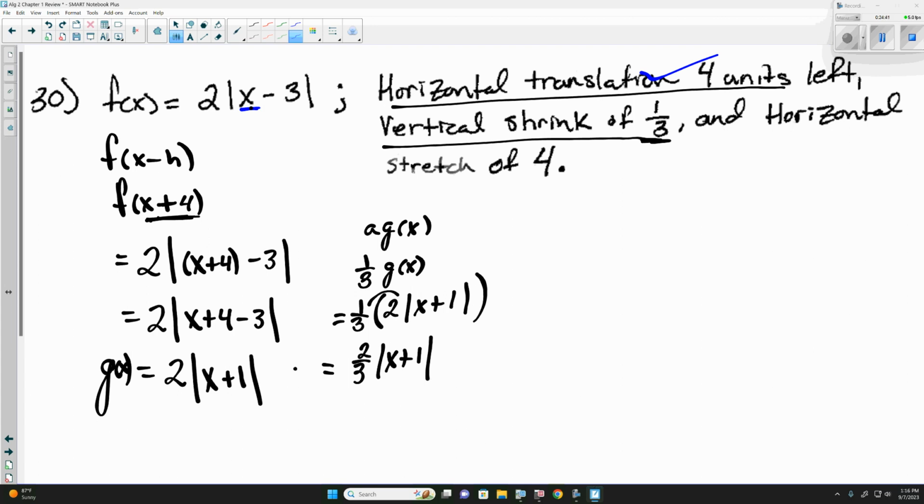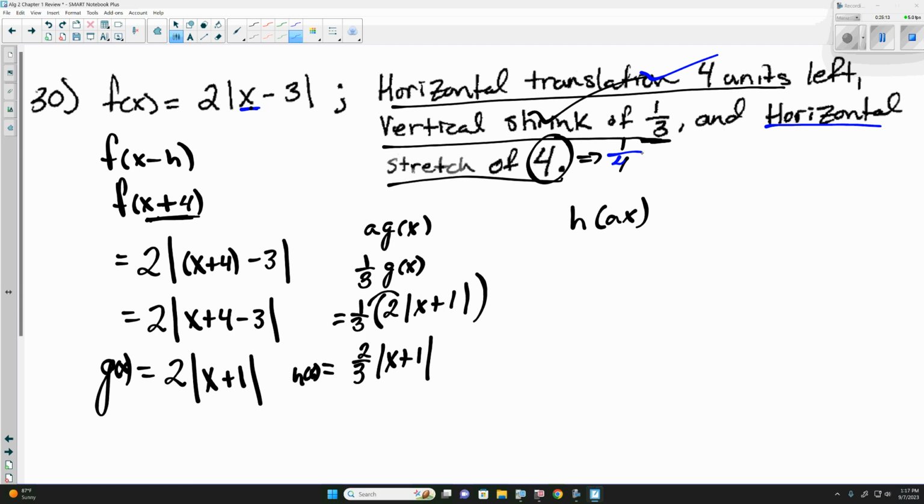Now we could call this h of x to give it a name, but we've now done the vertical shrink of 1/3. And the last part is horizontal stretch of 4. Now this is our f of ax. The a is inside the parentheses this time. But again, there is a note next to horizontal stretch or shrink. We've got to flip it. So instead of 4, it is now 1/4.